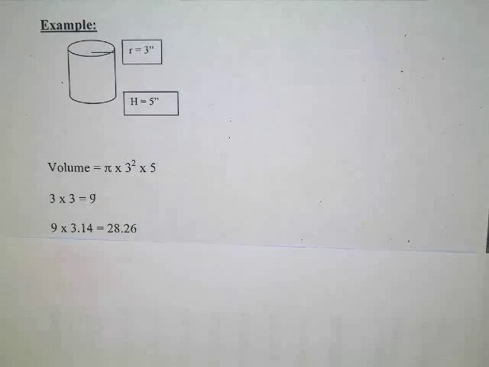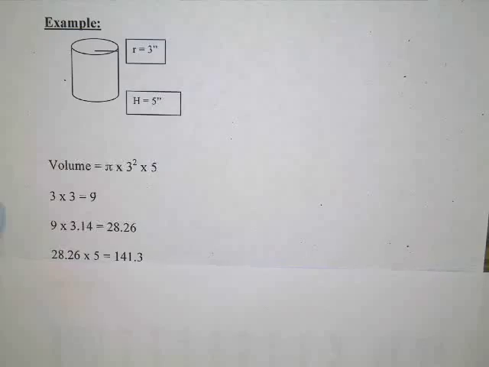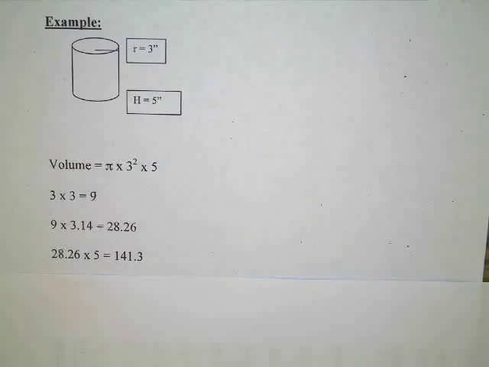Sam, what is our next step? Times what? 5 is 141.3. Evan, what is our last step? What should we do next? Is that our answer? Evan? What is that answer missing? Anybody? Kelsey? What? Kelsey, say it loud.